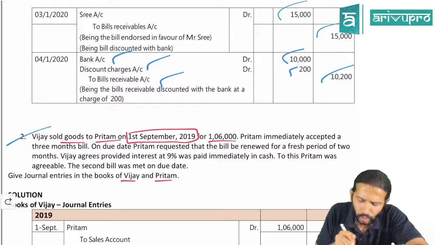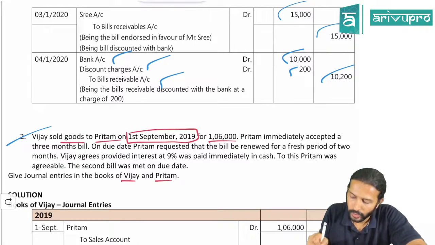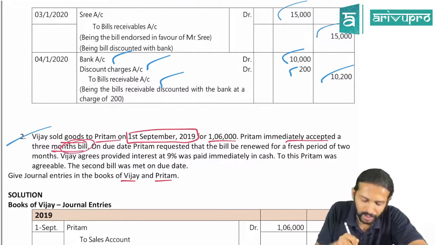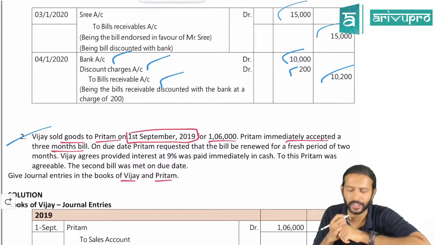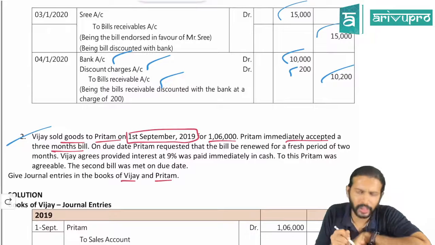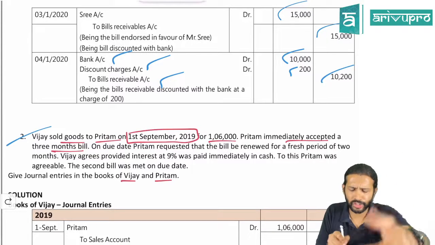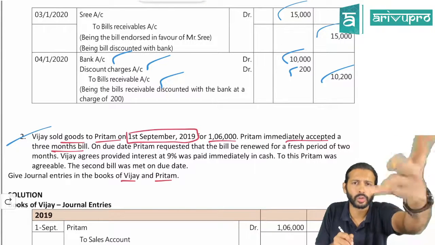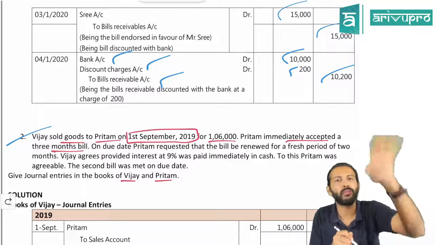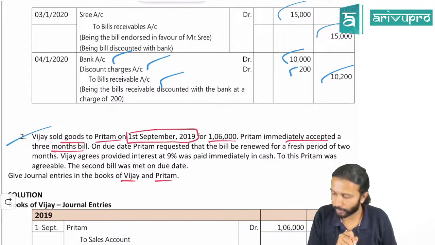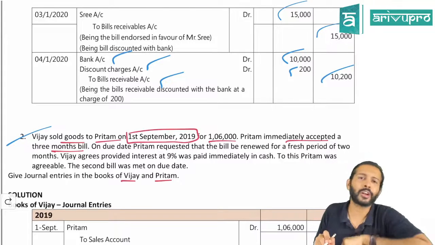Vijay has sold the goods to Preetham. Preetham immediately accepted a 3 months bill. First, tell me, is it a cash sale or a credit sale? If it were a cash sale, Preetham would have given me cash. No, he did not give me cash. He accepted a bill. That means obviously it's a credit sale.